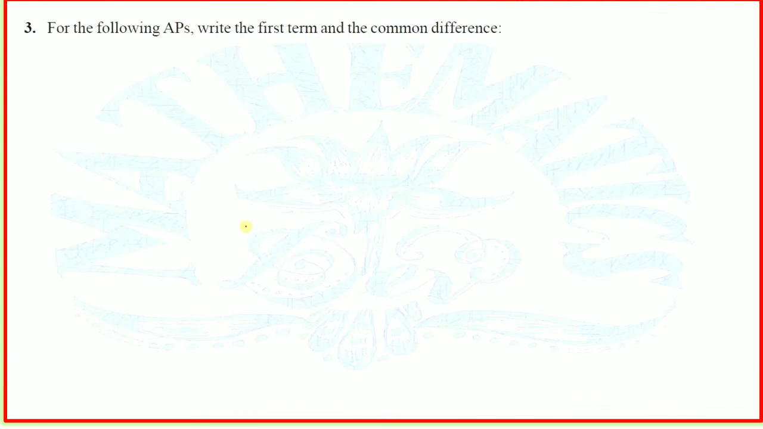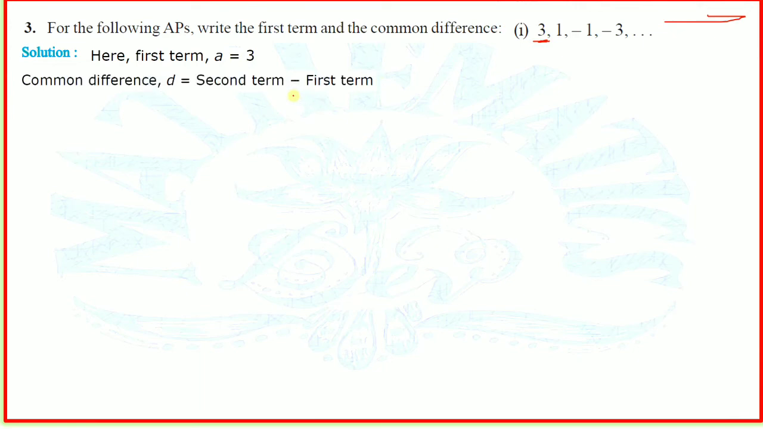Next question. For the following APs, write the first term and the common difference. Now the question is, you are given an AP and you have to find out the first term and the common difference. Very easy. This is the AP 3, 1, minus 1, minus 3. So for the solution, the first term, as you can see here, is 3 only, and the common difference will be the second term minus the first term. So 1 minus 3 is equal to minus 2. So this is d, the common difference, and this is the first term. So simple, very small questions.